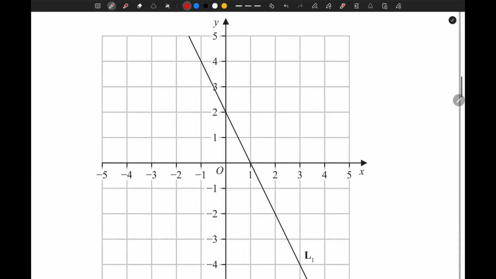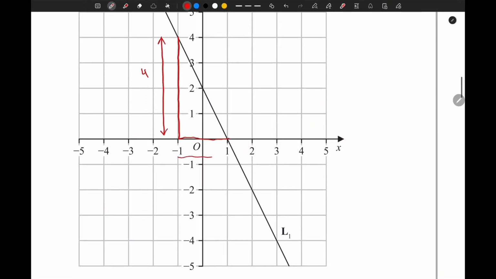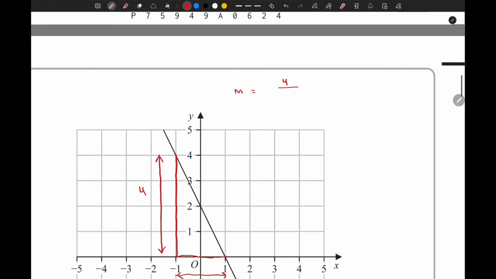Now for L1, if we take this triangle and find the value of rise over run, because gradient equals rise over run, the value of rise is 4 and the value of run is 2. So this would be 4 divided by 2. Since the line looks like this, it will be a negative gradient, so you should put a minus sign at the front. So this would be equal to -2.